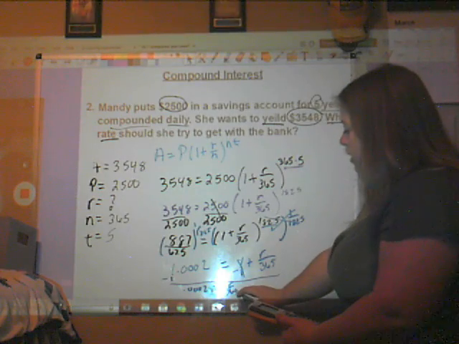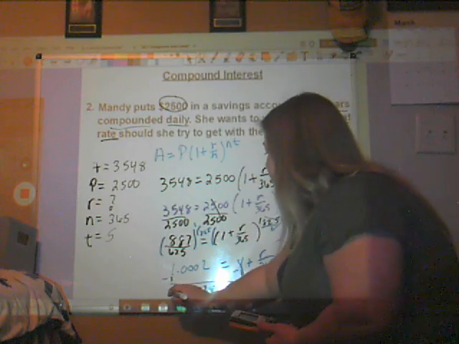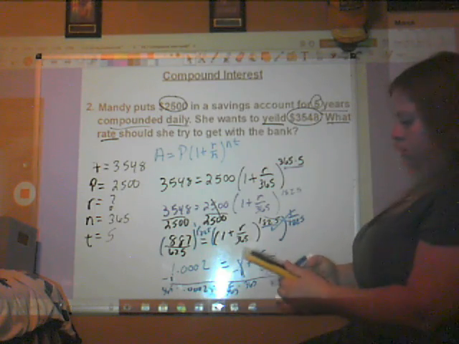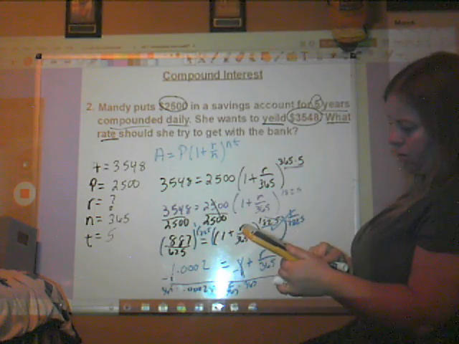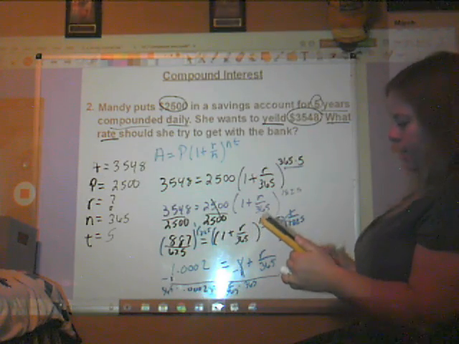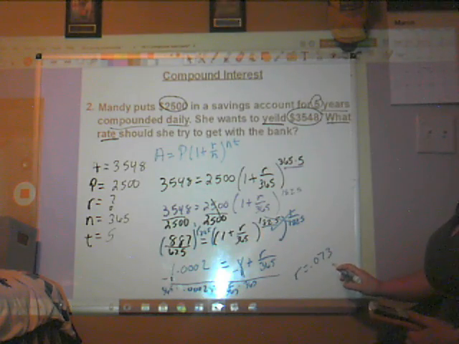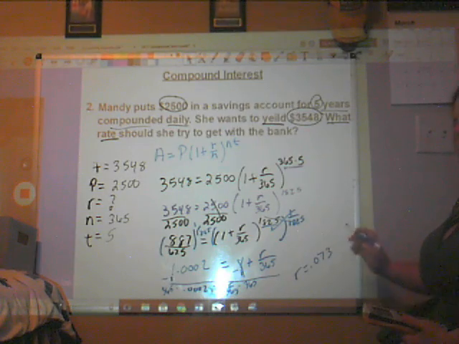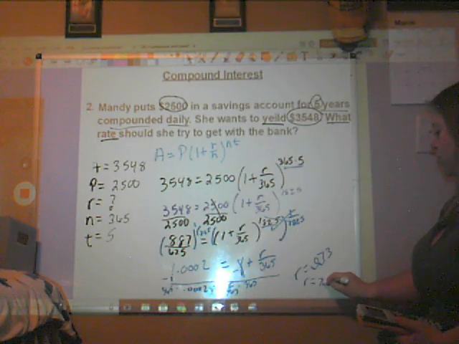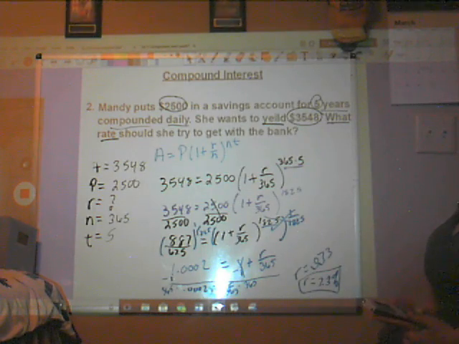And then to get rid of that 365, that's r divided by. So we're going to multiply by 365. So those cancel. And r equals, we're going to take that 0.0002 times 365. And that gives us 0.073. But remember, rates are always percentages when you put them back in the word problem. So we're going to move our decimal 2 places, and we get r equals 7.3%. And that is our final answer.